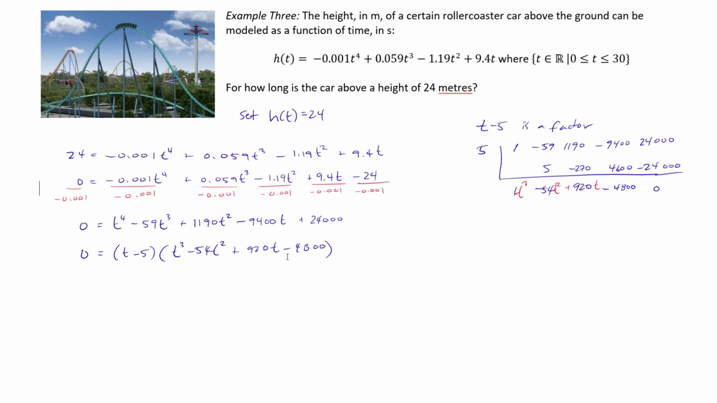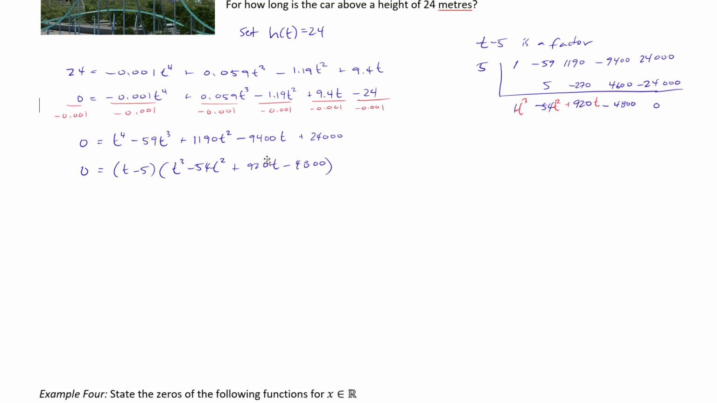Eventually I find that when t is equal to 10, this becomes 0. That means t minus 10 is a factor of this cubic right here. So I'll set up 10, another round of synthetic division: 1, negative 54, 920, negative 4,800. Bring this 1 down, multiply by 10, and that's 10. Add to negative 54, negative 44. Then multiply that by 10, negative 440. Add these together, 480. Multiply that by 10, and I get 4,800. Adding those together, I get 0, which is what I expected if t minus 10 was a factor.